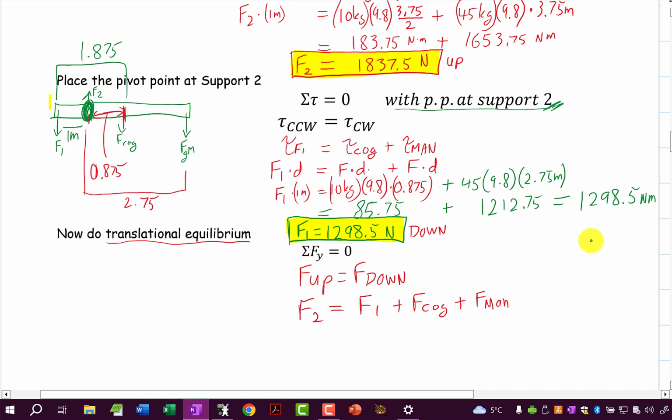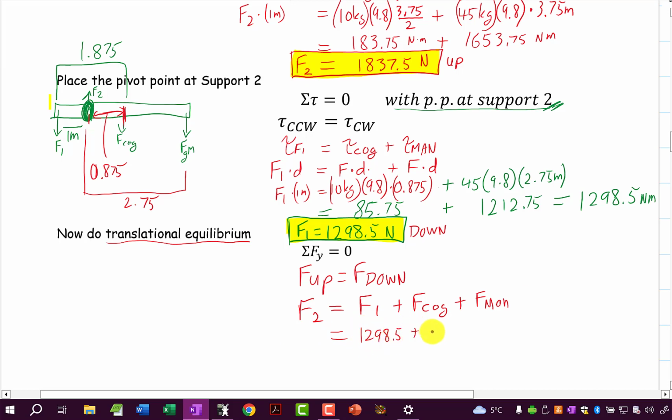There's no pivot point when it comes to forces, so you can't cancel out a force. Only in rotational equilibrium, if you put a pivot point at one of the forces, then the torque disappears. The force doesn't disappear, just the torque. So we can't cancel any of these out, but we wouldn't want to, because let's add up the numbers.